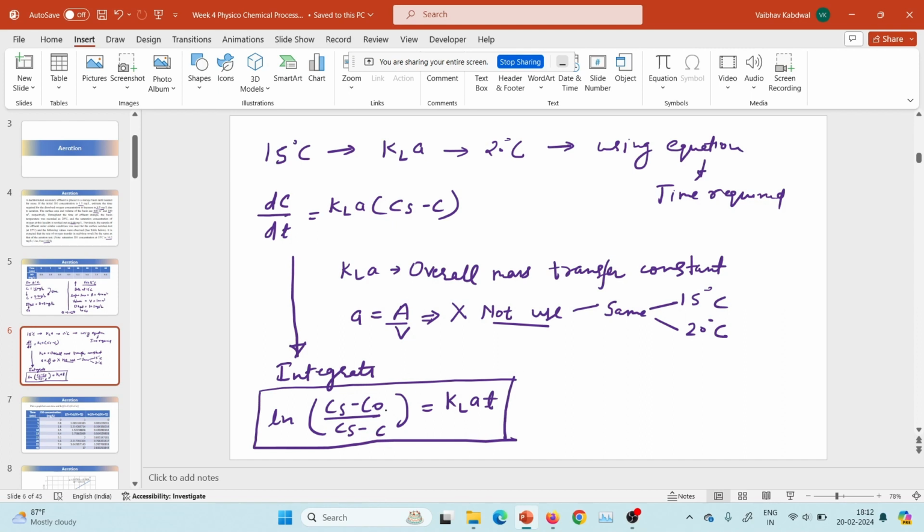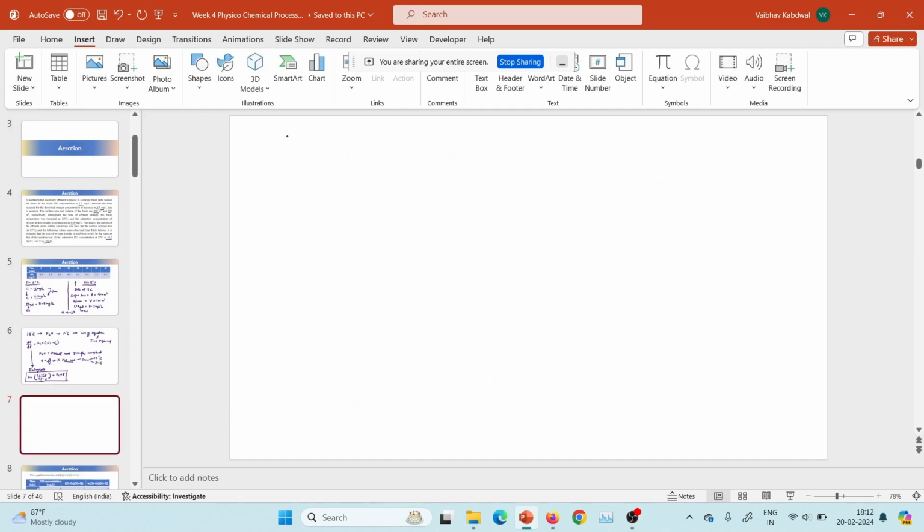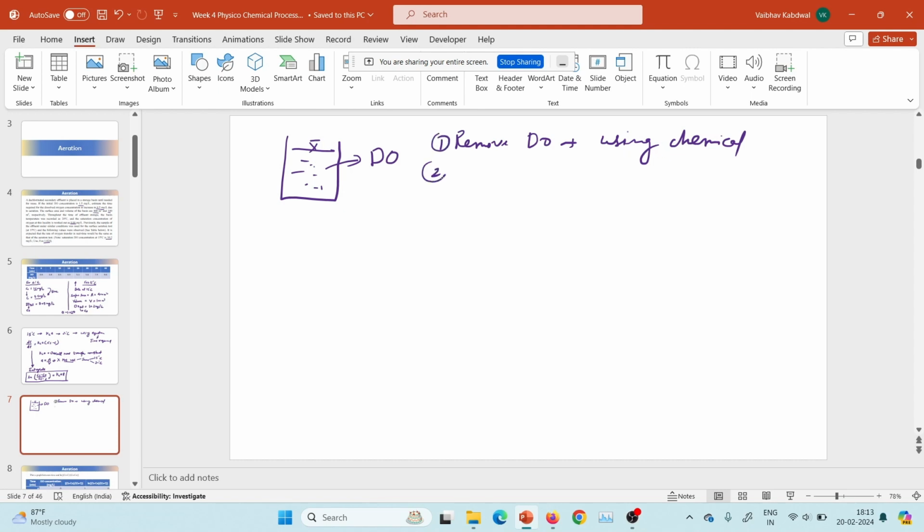So what the process is, as sir told in the video lectures also: if the water is given to us, it will contain some DO also. So what we will do, we will first remove DO using some chemicals, and we will remove DO, that is the first step. Then we will re-aerate the water, or we can say wastewater.